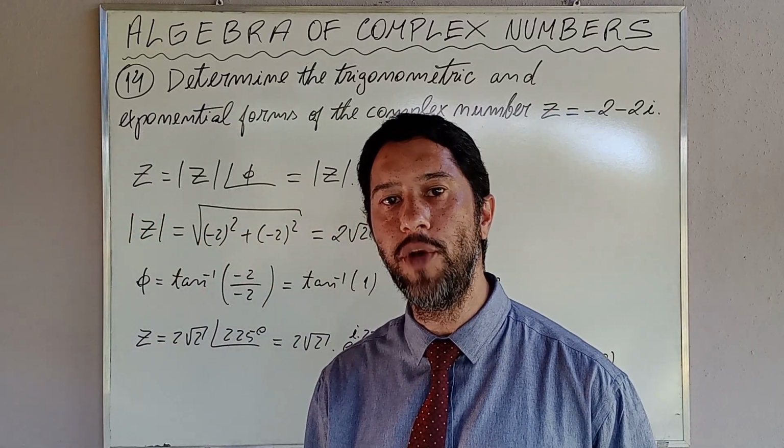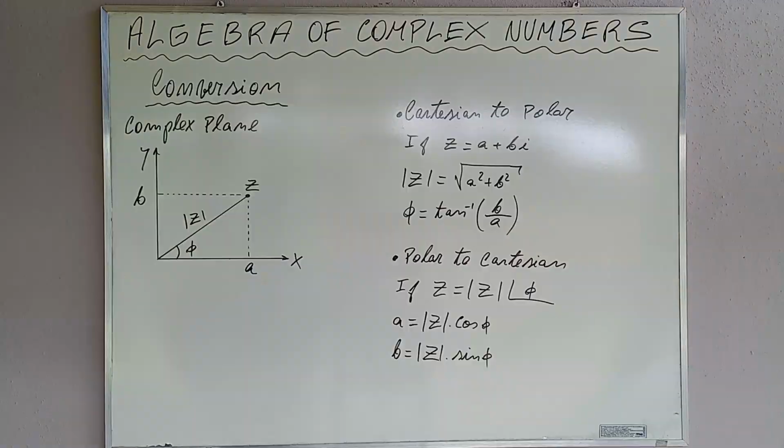Now let's see some graphs. Now let's understand how to convert from one form to the other. Conversion from Cartesian to polar. If z is equal to a plus bi, the magnitude of z will be the square root of a squared plus b squared, and the angle is the inverse tangent of b divided by a.